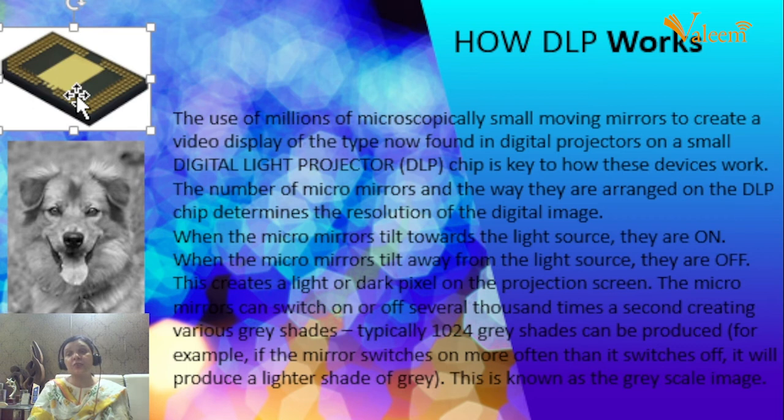It has millions of tiny, very, very tiny, microscopically small moving mirrors, right? And these mirrors are made up of silver, so they are able to reflect the light.